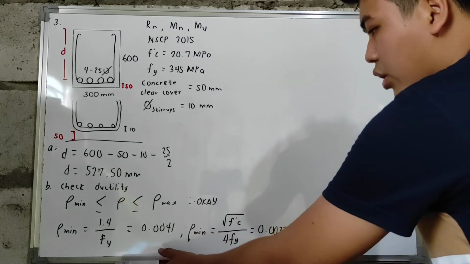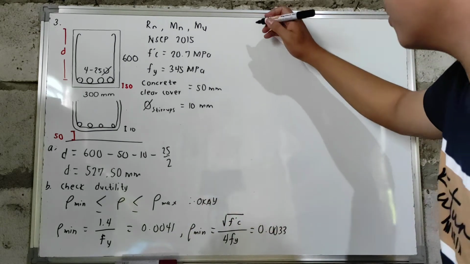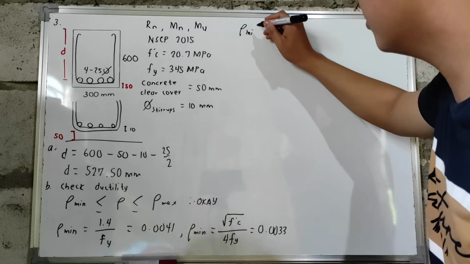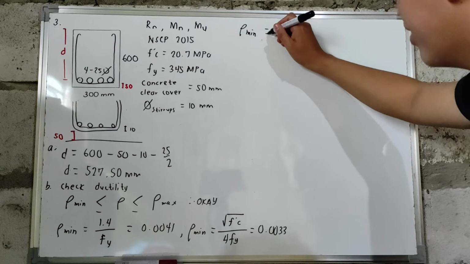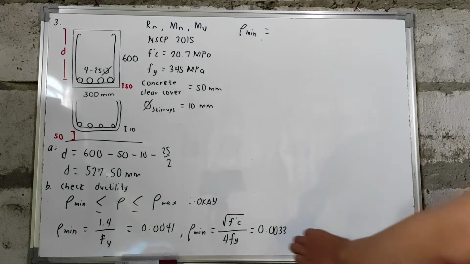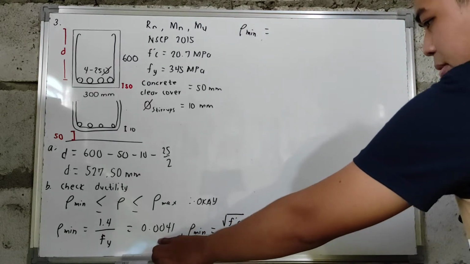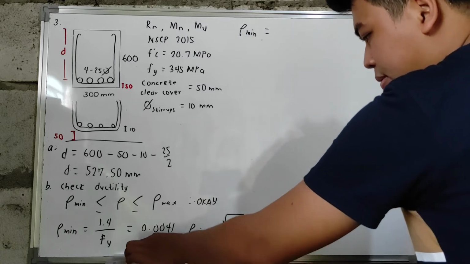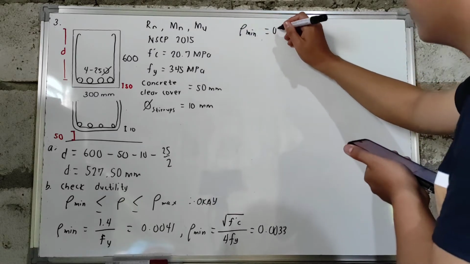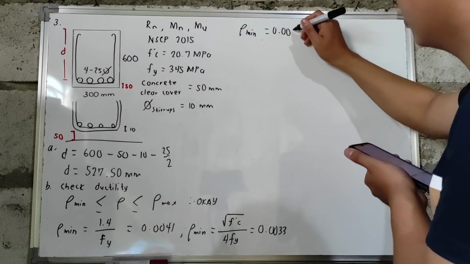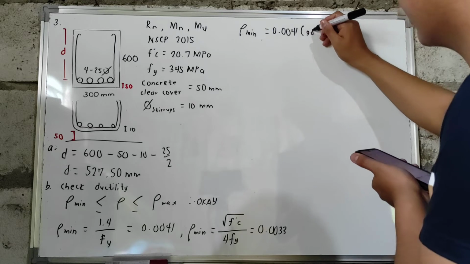So, in considering rho minimum, since minimum yung kinukuha natin, so, gagamitin natin is whichever is the higher value between the two. Since mas mataas etong rho minimum natin sa naunang formula, we are going to adopt the value of rho 0.0041. So, this will govern.